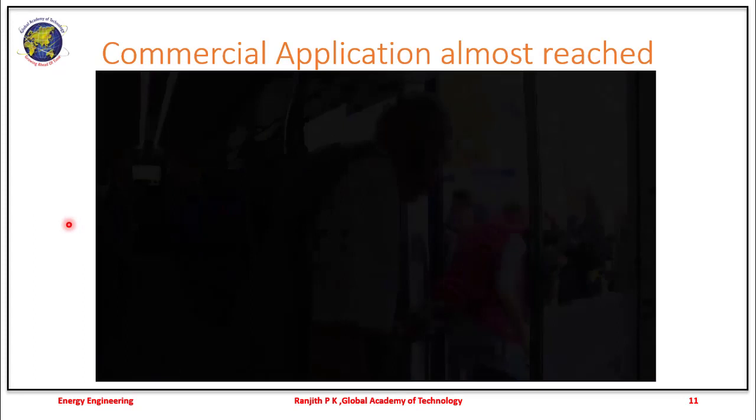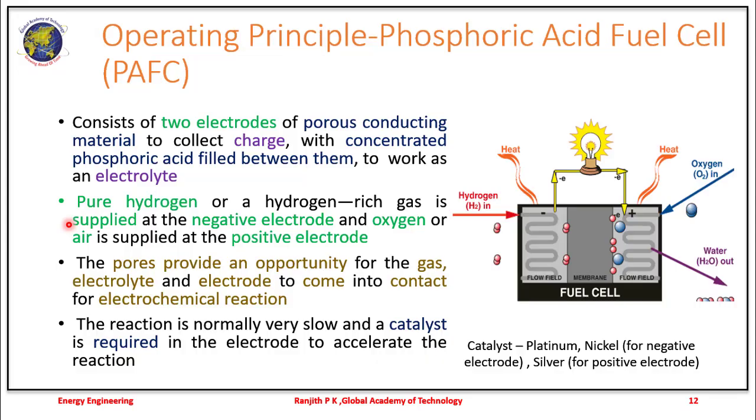So the key takeaway from this is that the passengers are happy. They are unable to find out the difference between a typically diesel operated train and the fuel cell operated train, and also still not widely used as a commercial application because of the cost. We now look at the few operating principles of various fuel cells.